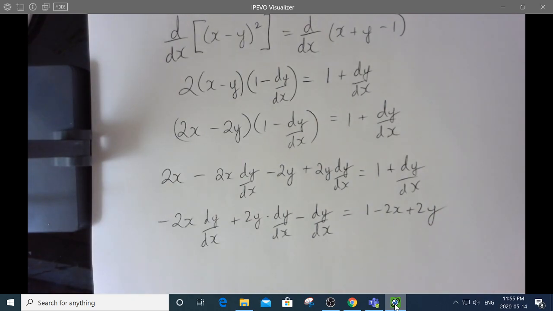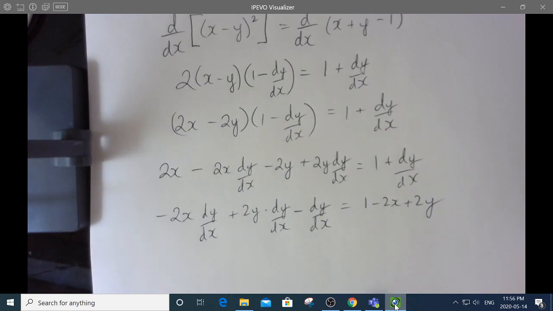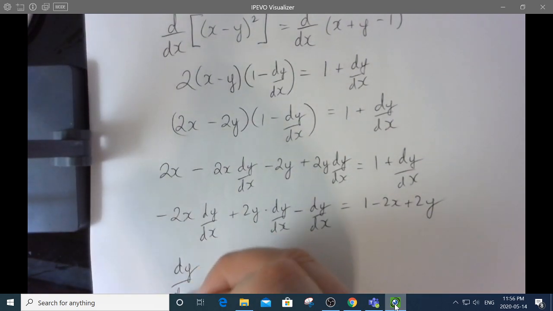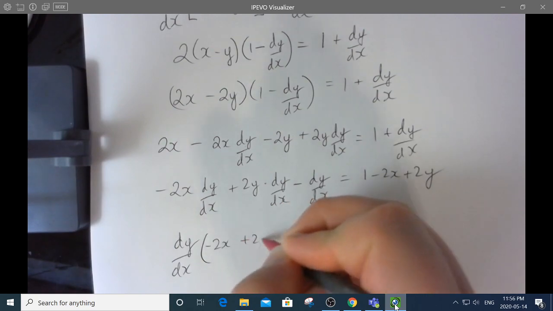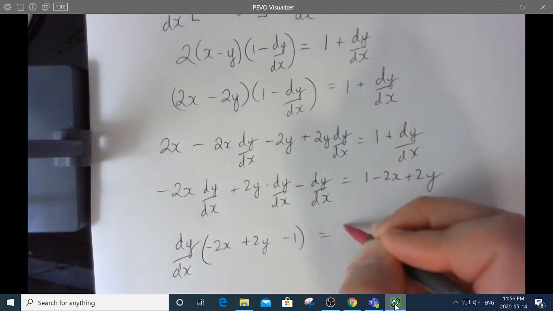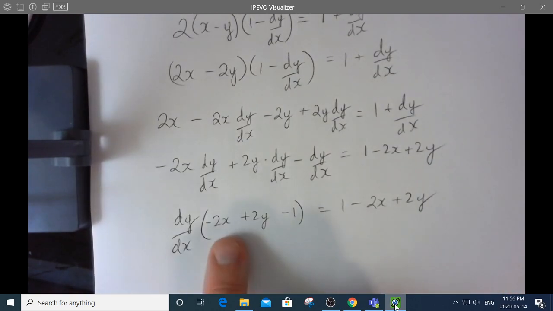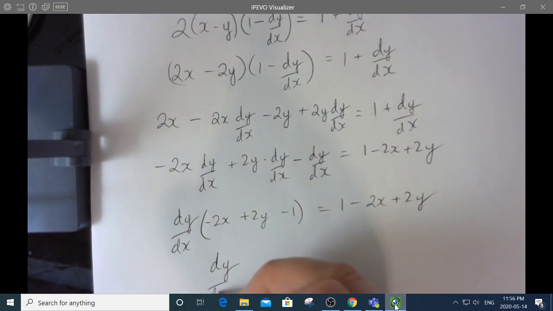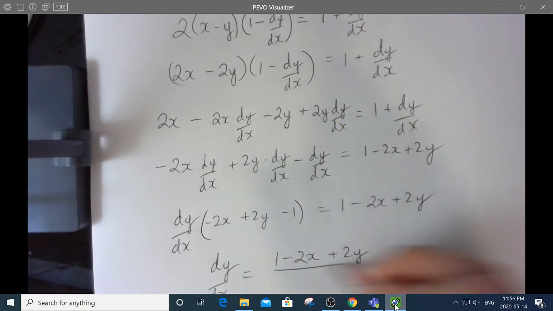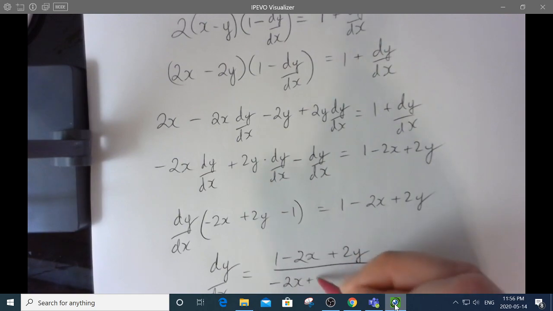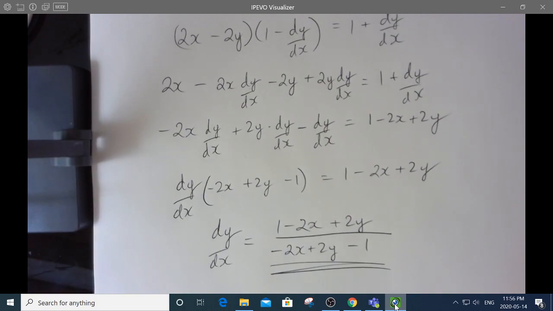Take a second and make sure you understand the algebra that I just did to get all the derivative terms on one side of the equation. Then factor it out, and I'm going to have (negative 2x plus 2y minus 1) times dy by dx equals 1 minus 2x plus 2y. And then for my very last step, I'll divide both sides by this bracket. And that is going to be my answer. And that's that one there.